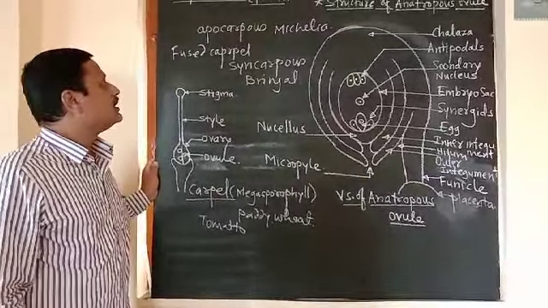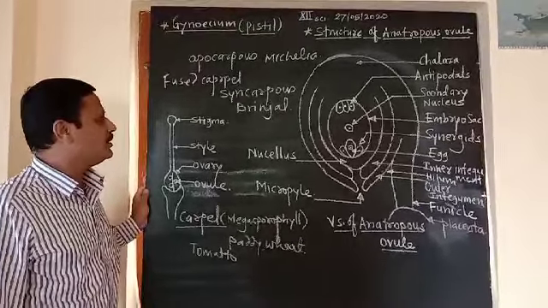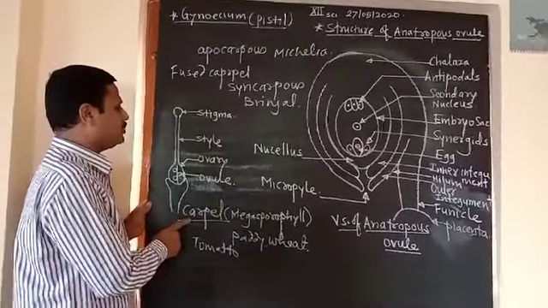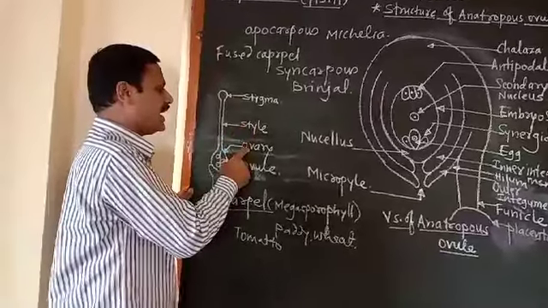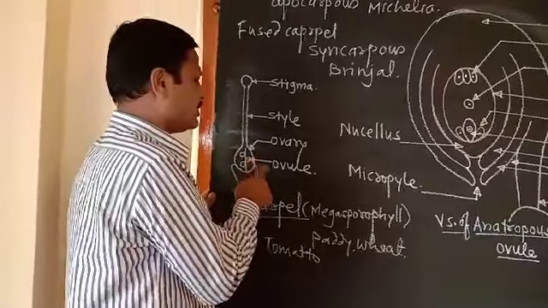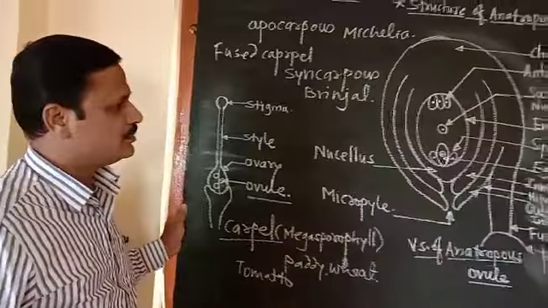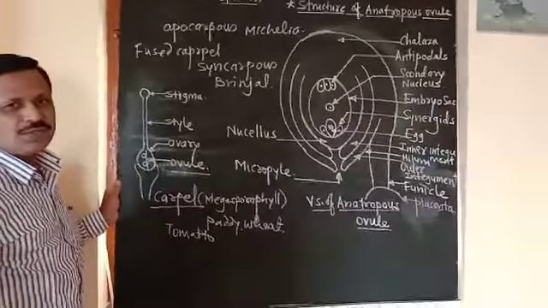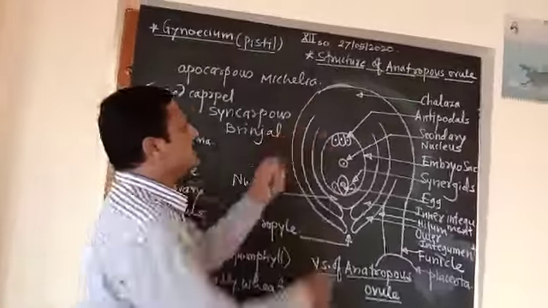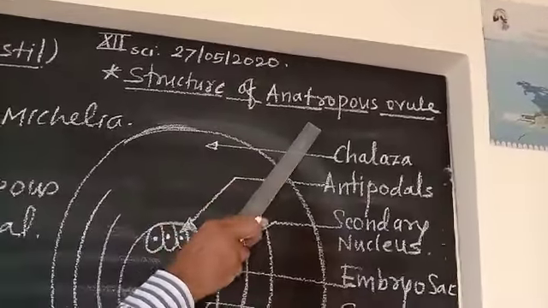Thus, gynoecium is the female reproductive whorl, made of carpels, and each carpel is mainly divided into three parts: stigma, style, and ovary. This ovary encloses a structure called the ovule. Now, we will discuss the next title, that is, structure of anatropous ovule.